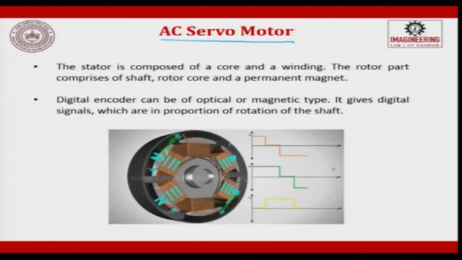A stator is composed of a core and a winding. The rotor part comprises a shaft, a rotor core and a permanent magnet. A digital encoder can be of optical or magnetic type. It gives digital signals which are in proportion to the rotation of the shaft. So, digital encoders are optical and magnetic in type.